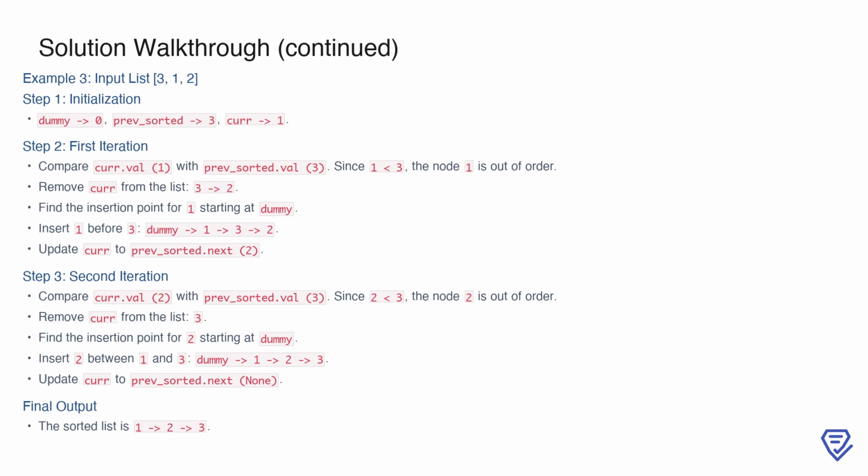Starting at the dummy node, we determine that 2 should be inserted between the nodes with values 1 and 3. After performing the insertion, the list becomes dummy-1-2-3. Finally, cur is updated to preb_sorted.next, which is now None. The sorting process is complete, and the final output is 1-2-3.